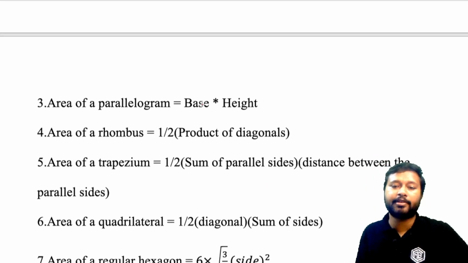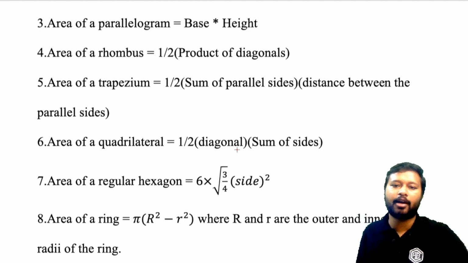Area of parallelogram is calculated as base into height. Area of rhombus is half into product of diagonals. Then area of trapezium is half into sum of parallel sides into distance between them. Then area of quadrilateral is equal to half into the diagonal multiplied by the sum of the sides.